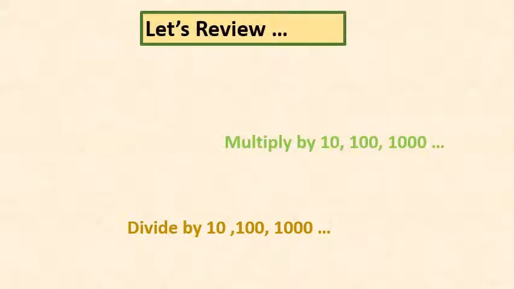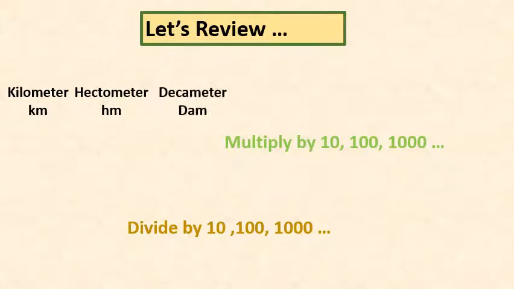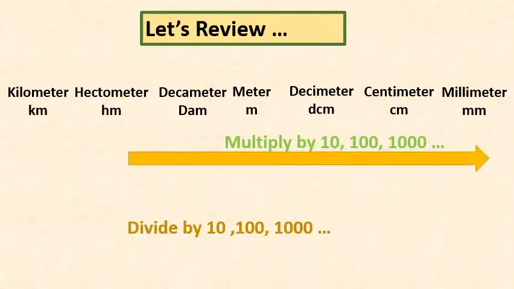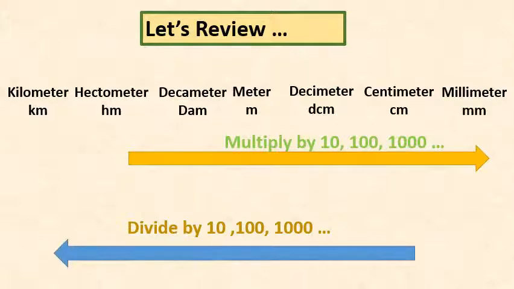So let's review the following. How do we arrange the chart? First of all, we're starting with kilometer, then hectometer, then decameter, then meter, then decimeter, then centimeter, then millimeter. Now remember, as we are going to the right in the table, we are multiplying by 10, 100, 1,000 and so on. And as we are moving to the left through this table, we are dividing by 10, 100, 1,000 and so on. Let's begin.